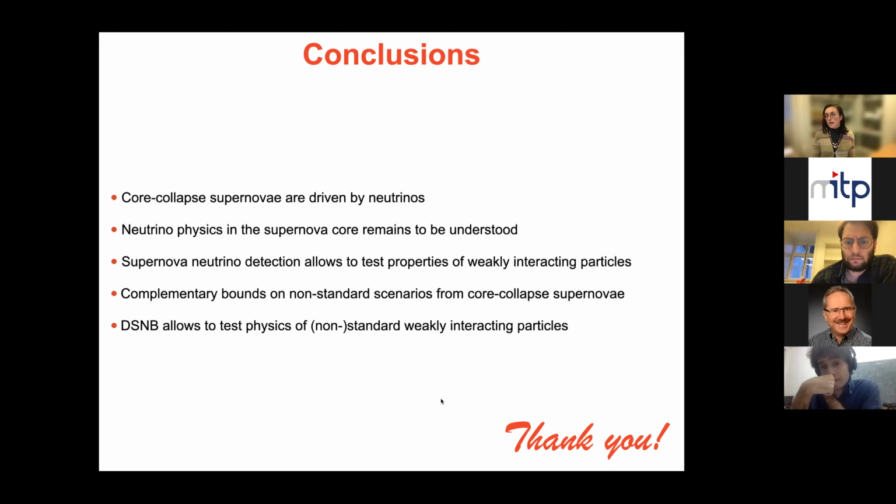Still, even if we have uncertainties in the modeling of the standard weakly interacting physics in supernova, we already can place bounds on standard scenarios, which would be complementary to the ones coming from other sources. And another observable that we can use in this context is the diffuse supernova neutrino background, whose detection will hopefully occur very soon, that can also give us very clear-cut signatures of scenarios that are non-standard.